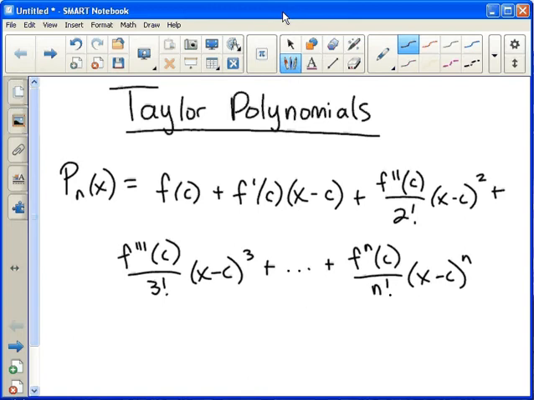The only other difference in the formula is you can see that you do have to subtract your center from x. So if your center is 1, then instead of just plugging in x, x squared, x cubed, you'll have x minus 1, x minus 1 squared, x minus 1 cubed, and so on. So let's start with an example.